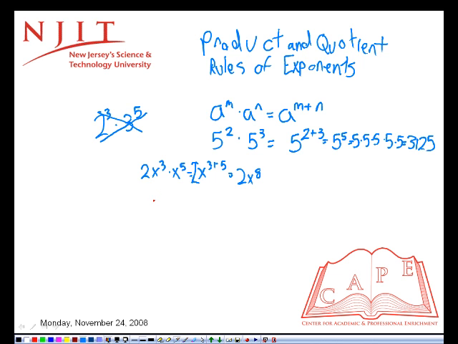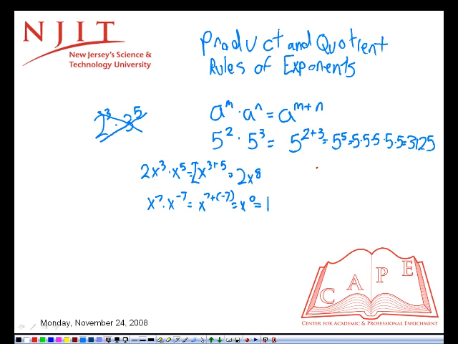In the case of x to the power of 7 times x to the power of negative 7, we have x to the power of 7 plus negative 7, which is x to the power of 0. And any number to the power of 0 is 1.